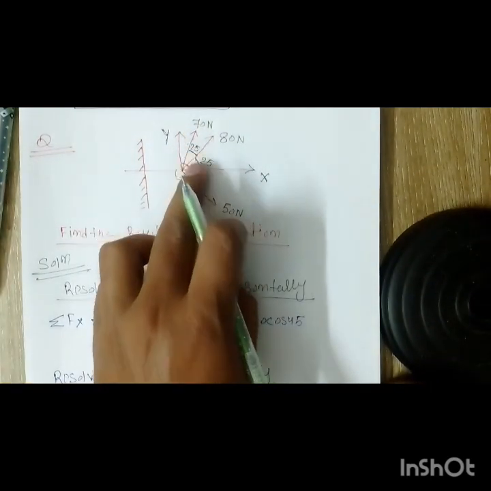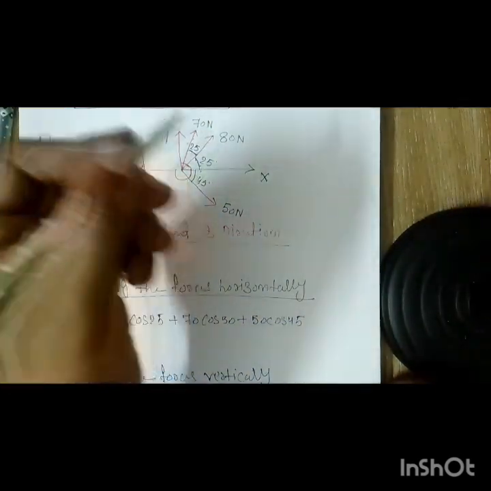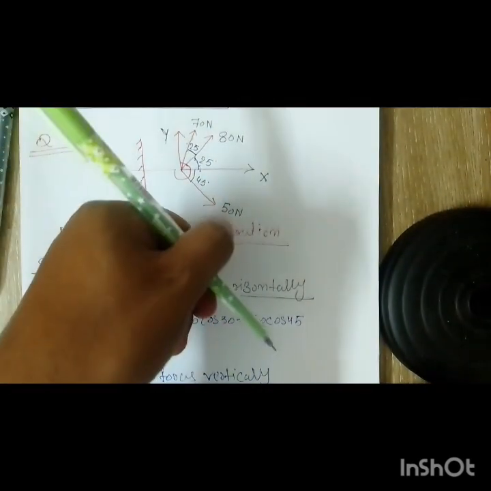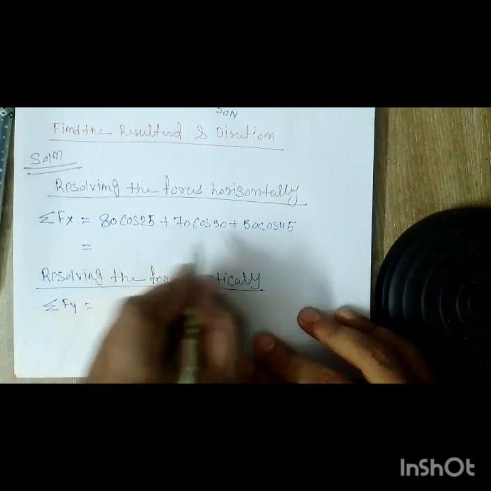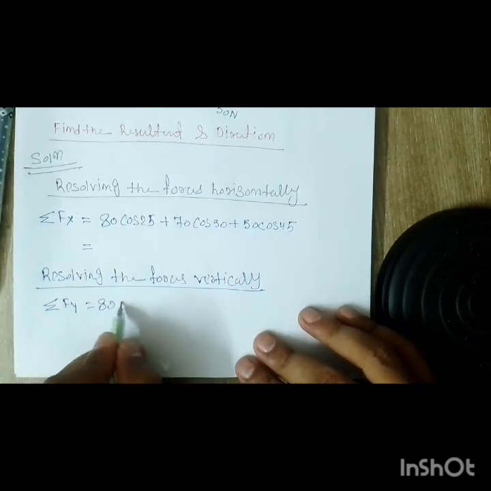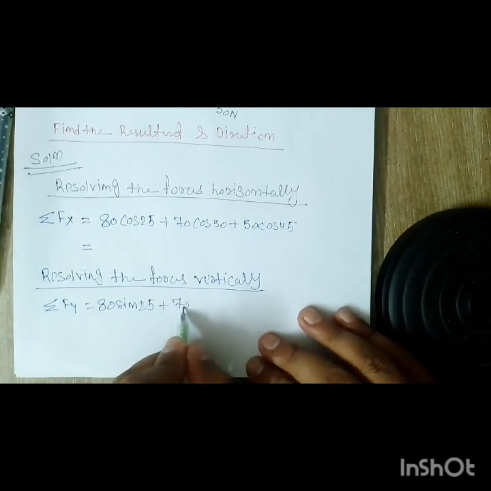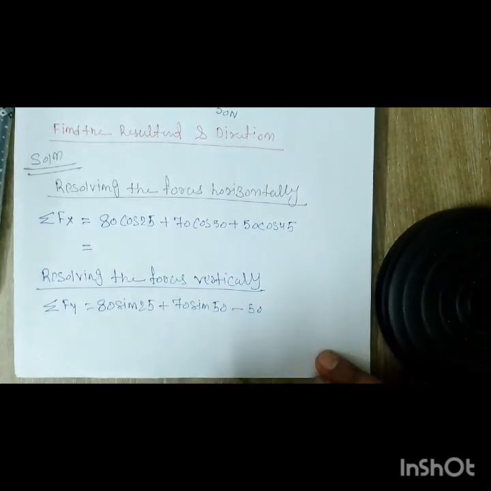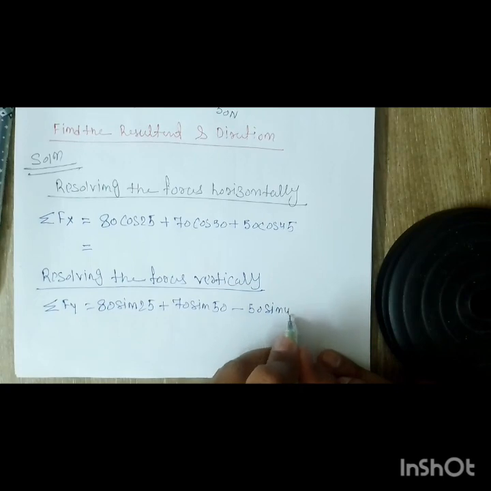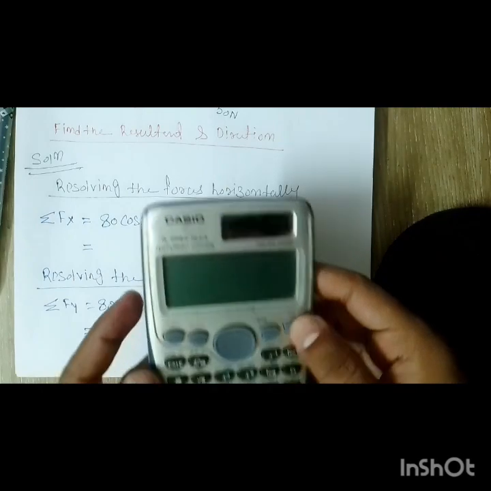70 Newton, total angle is 50. Its vertical component, vertically up, is positive: 70 sin 50. And the third force goes downward, so downward means negative. So you can write the components: 80 sin 25 plus 70 sin 50 minus 50 sin 45, because it is vertically downward. Then you can put it in the calculator and get the answer.